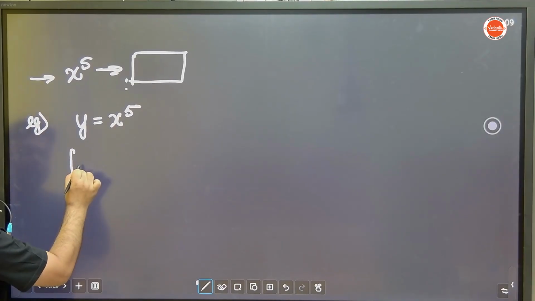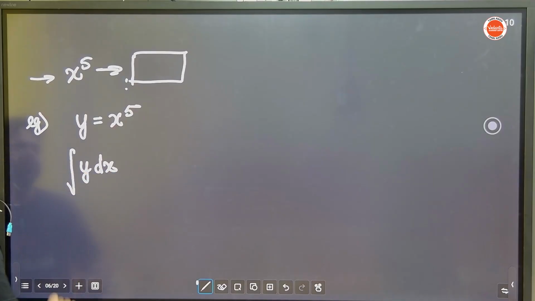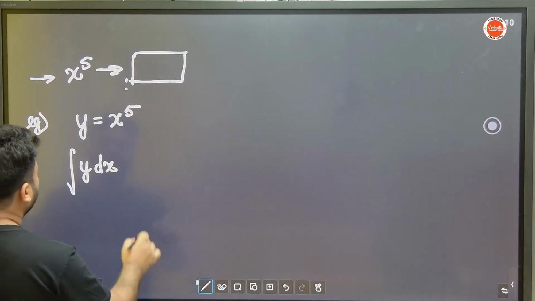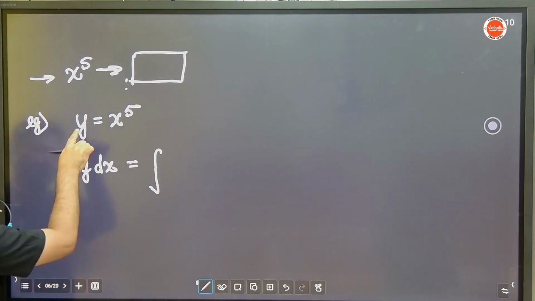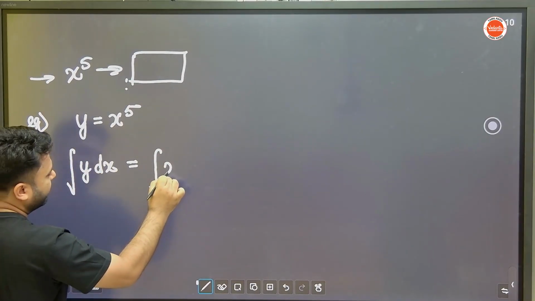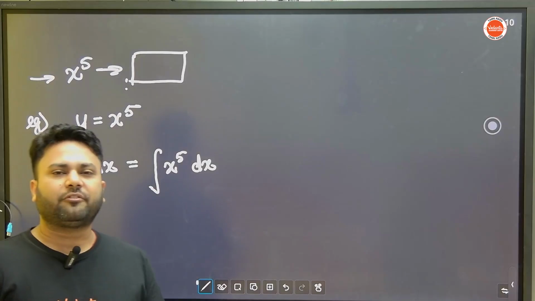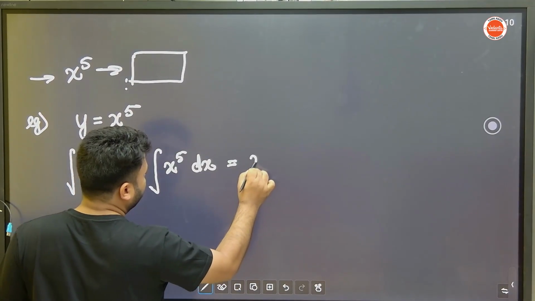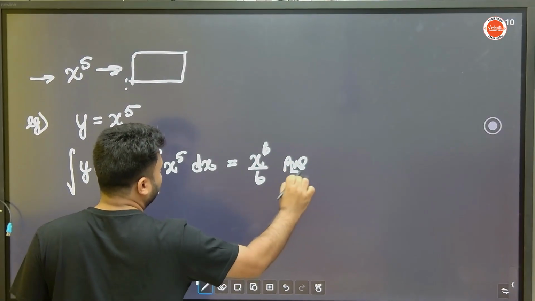Integration of y dx, they will ask like this. This is the format. So integration of y dx, we are going to write like this: integration of what is y? x to the power 5, integration of x to the power 5 dx. So you know what is the answer? Power you add 1, divided by this. This will be our answer.